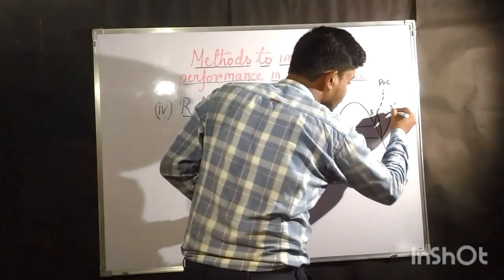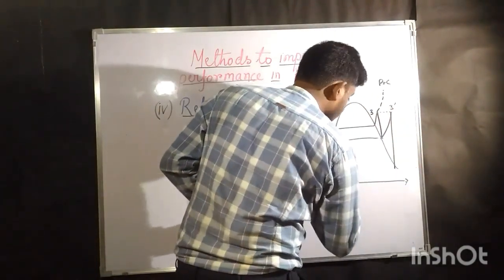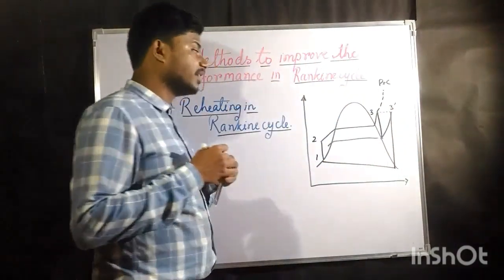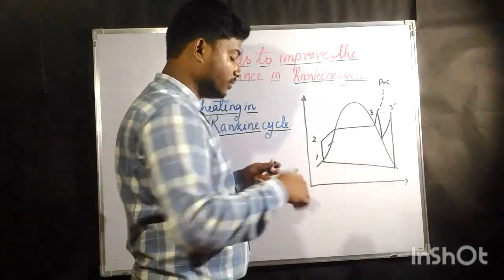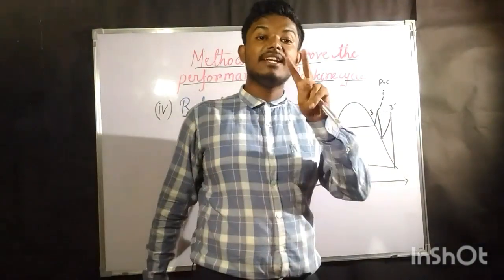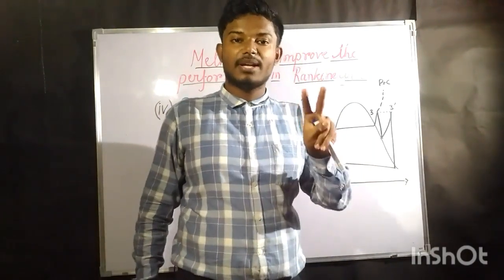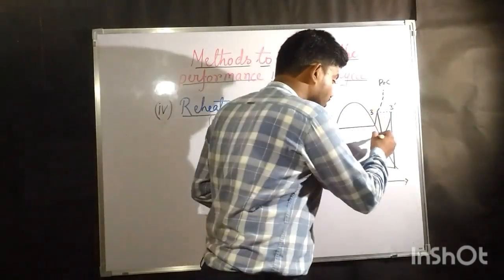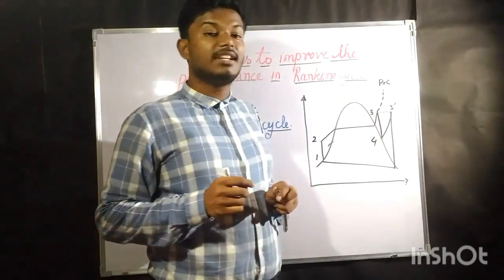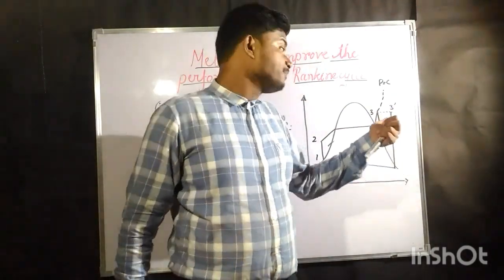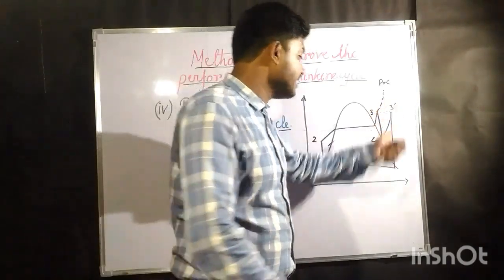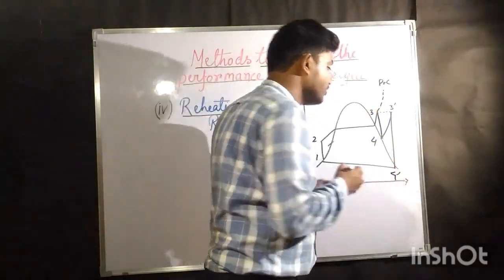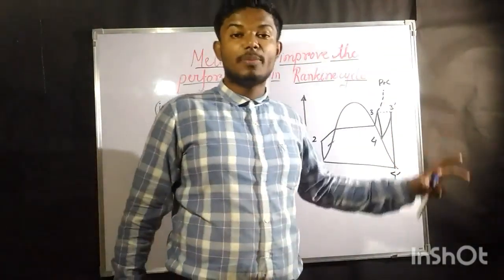Then after that we are going to expand it. That means we are expanding it in two different turbines. 3 to 4 is going to be expansion in the high pressure turbine, and 3 dash to 4 dash is going to be expansion in the low pressure turbine.